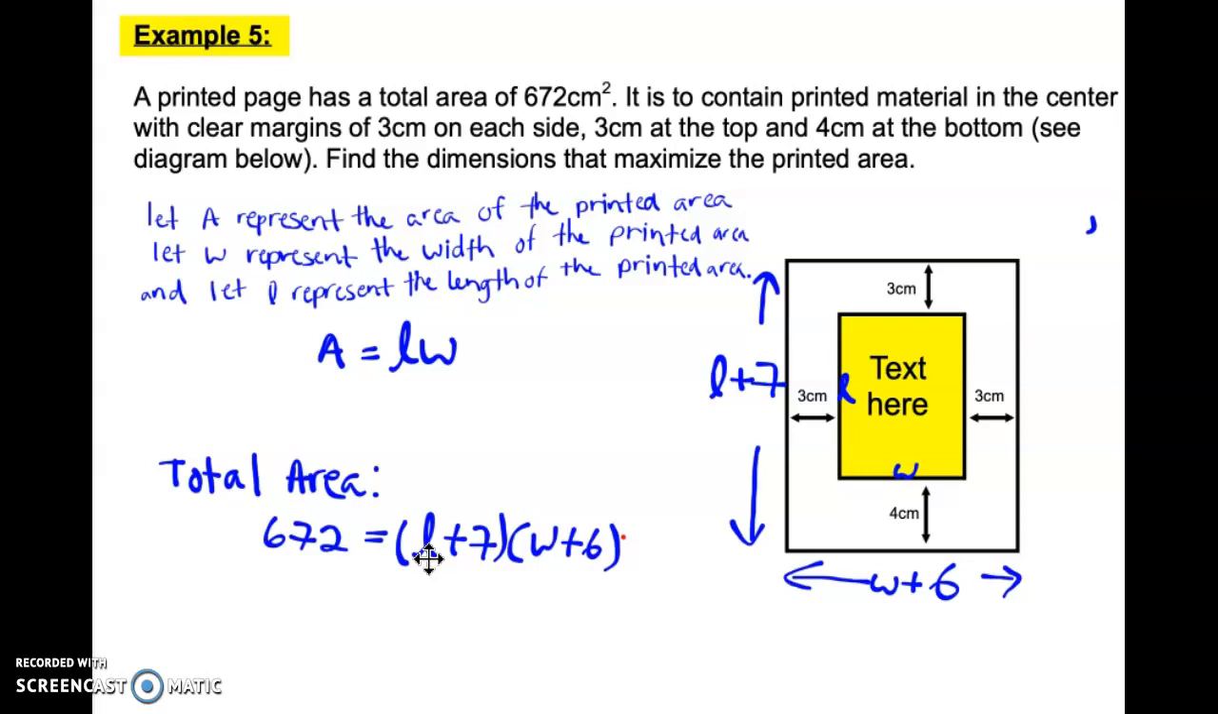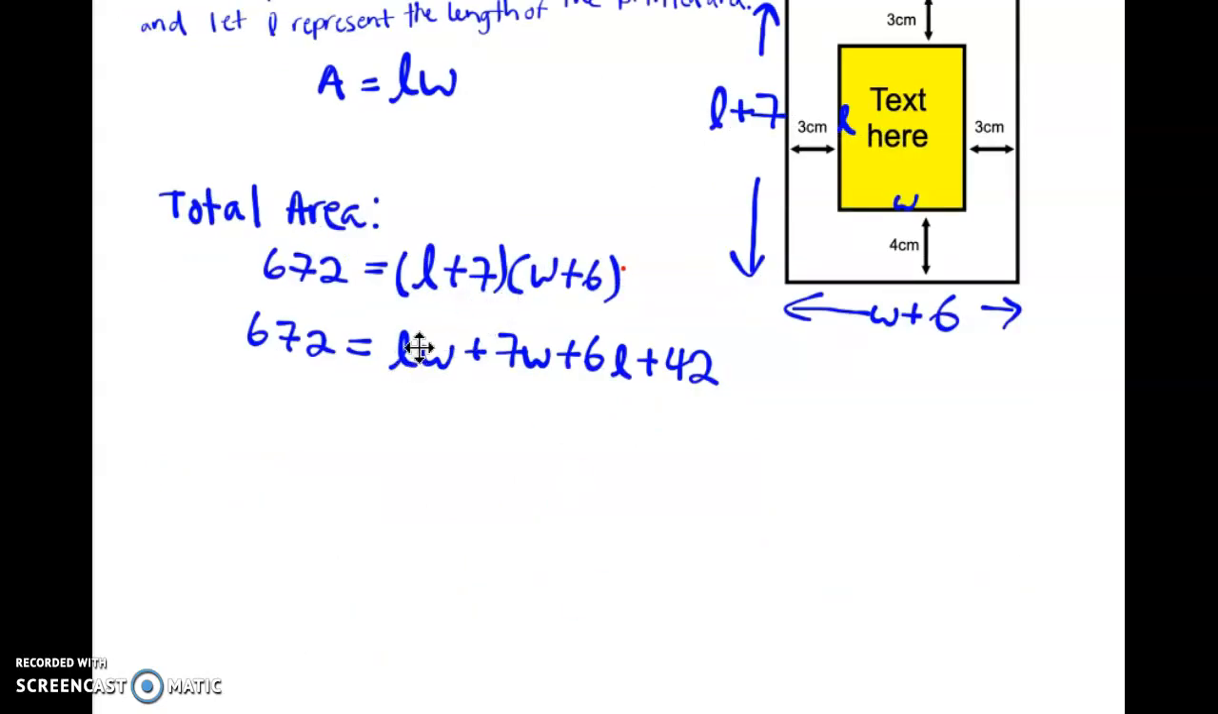How you choose to do that is up to you. You can expand this out and then isolate from there, or you could try dividing by some stuff to isolate that way. Both ways will work. I'm going to expand it out. I'm going to choose to isolate the L, so I'm going to move everything else over to the other side. So I'm going to move that 7W over, and I'm going to move that 42 over.